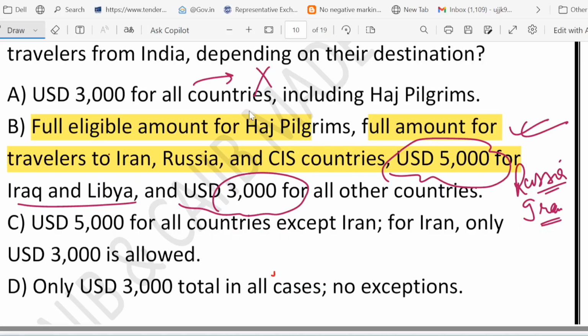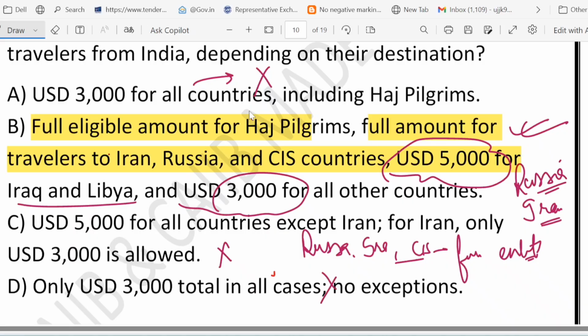What about option C? It says $5,000 for all countries except Iran, and for Iran only $3,000 is allowed. Wrong. It is not the same for all. Some countries like Russia, Iran, and the CIS countries allow full entitlement in cash, while others have a separate limit. What about option D? Again wrong. There are clear exceptions for Hajj, Iraq, Libya, Iran, Russia and CIS countries.